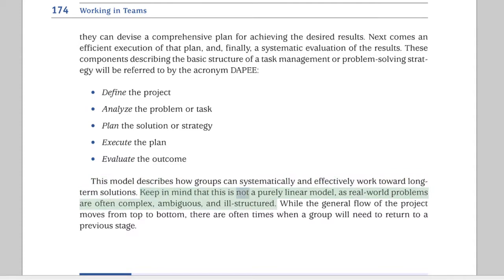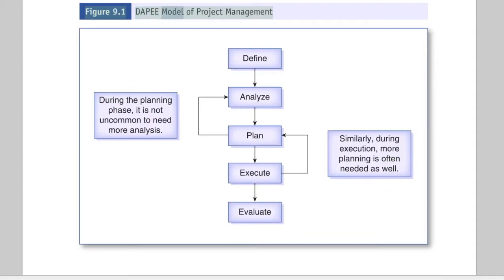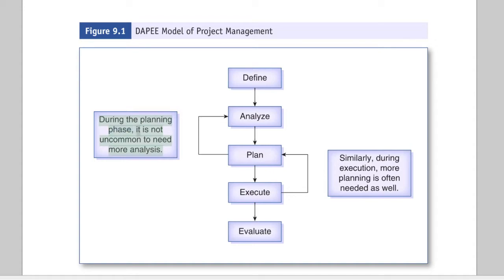Keep in mind that this is not a purely linear model, as real-world problems are often complex, ambiguous, and ill-structured. While the general flow of the project moves from top to bottom, there are often times when a group will need to return to a previous stage. Figure 9.1 DAPEE Model of Project Management. During the planning phase, it is not uncommon to need more analysis. Similarly, during execution, more planning is often needed as well.